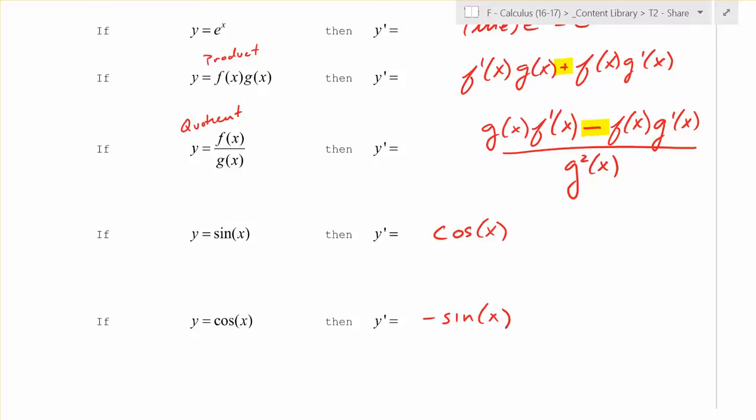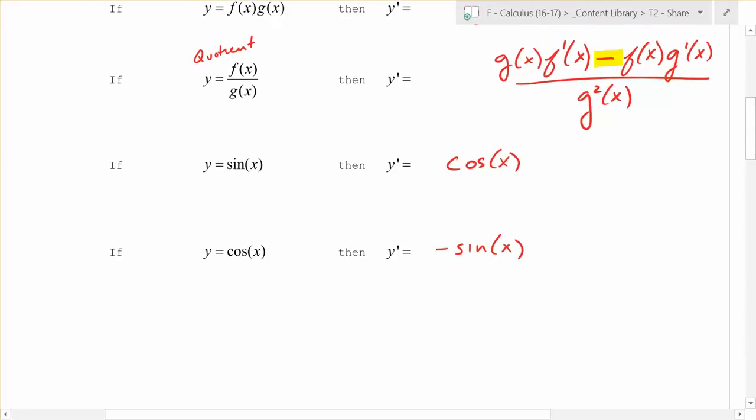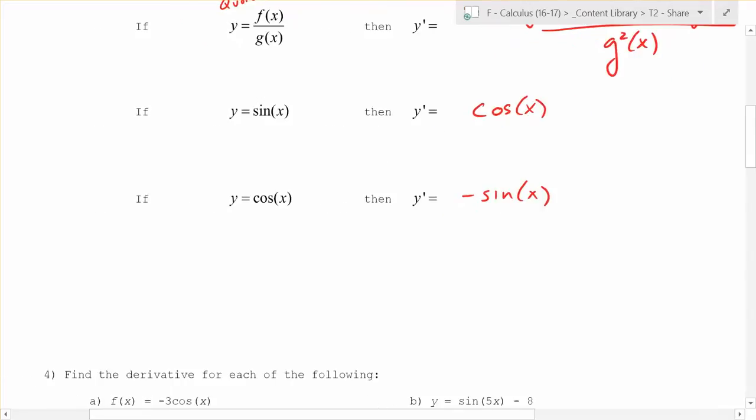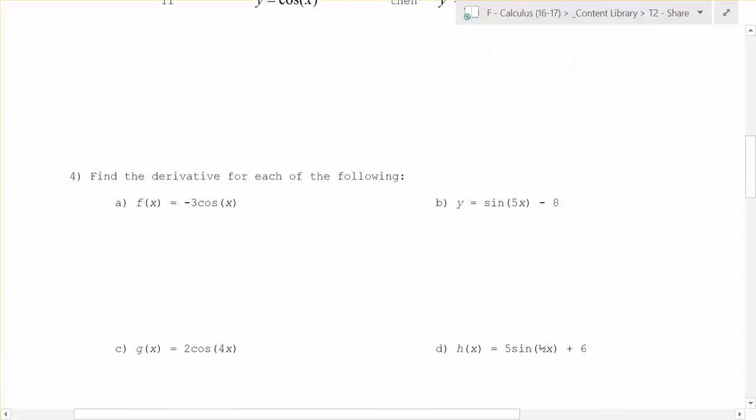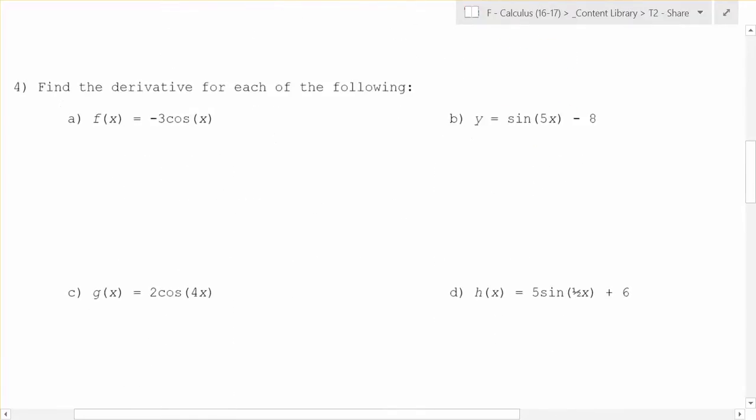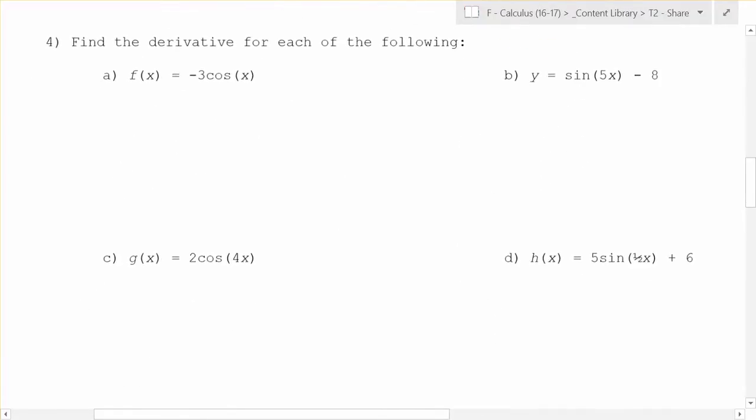So those you have to memorize. You have to know those. You definitely have to know those. I'm not going to ask you now, but you definitely have to know them. So let's warm up just a little bit here. Why don't you do these four right here on your own, all by yourself.